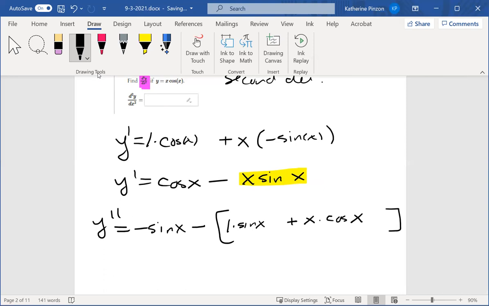So now I can leave it just like that, or I can distribute this negative. Don't forget to distribute that negative though, because if you don't put those big parentheses in, you're going to get it wrong, because you're going to forget that that guy is a minus and not a plus.